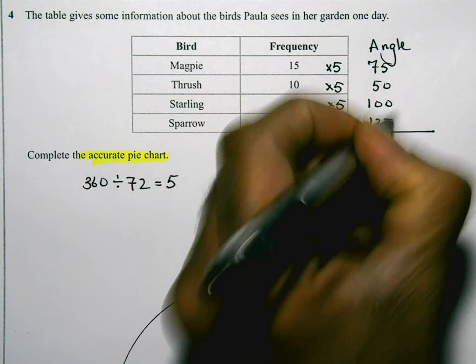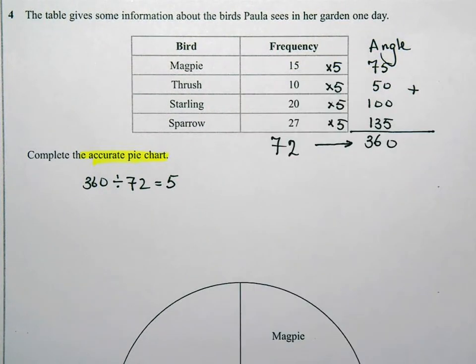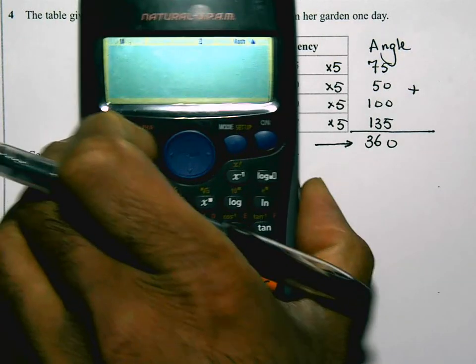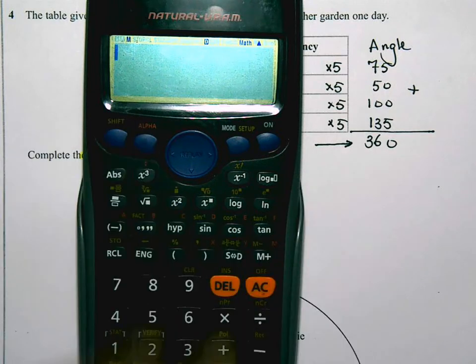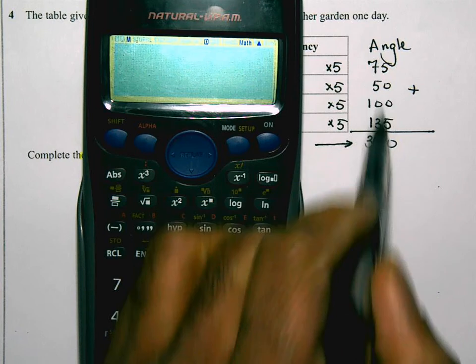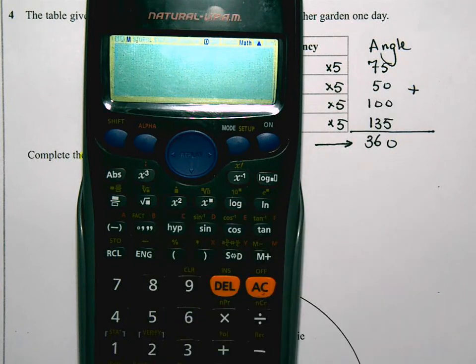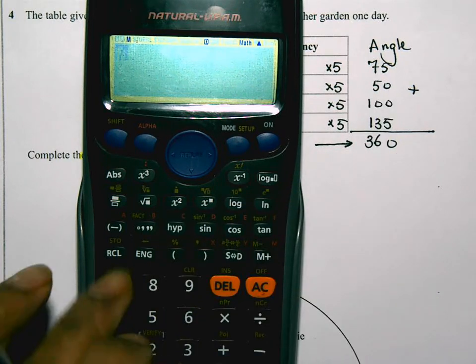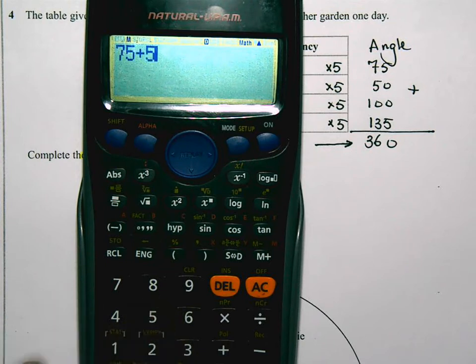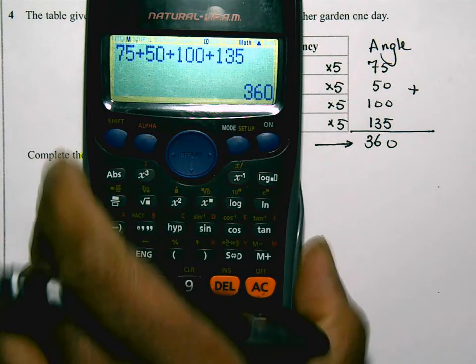And again, as a check, I need to do this at this stage because it'll be a waste of time if I discover that I've made a mistake. I'm going to add up those 4 angles to make sure that it does give me 360. So 75 add 50 add 100 add 135. That does give me 360. So that's correct, and I've done my calculations correctly.